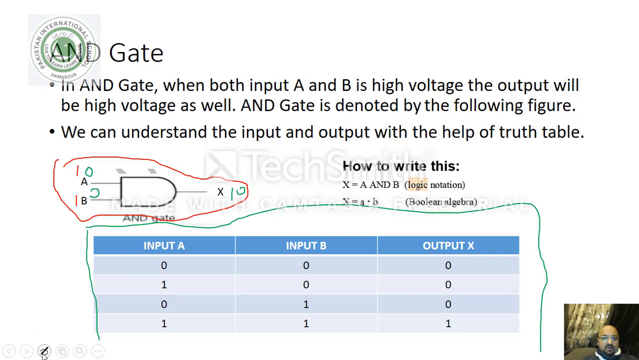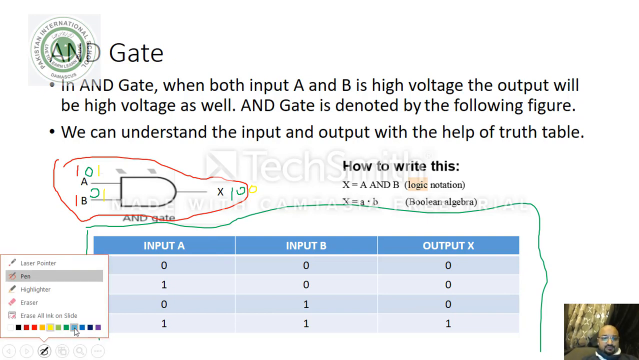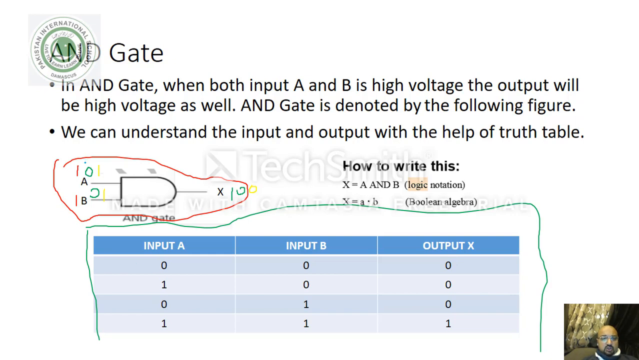Another is that whenever we have high voltage at input A and low voltage at input B, the output will be low voltage as well. And the third condition is that whenever we have low voltage at input A and high voltage here at B, the output will be low voltage here at X.